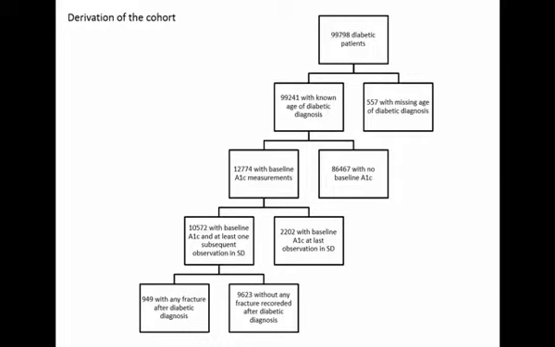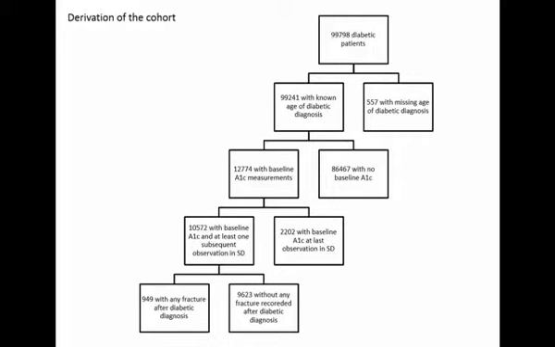And so of those, approximately 1,000 had a fracture after they were diagnosed with diabetes, according to our criteria. And so this is how we came up with the system. But a lot of thought went into that.